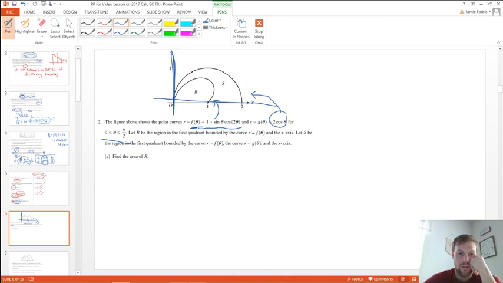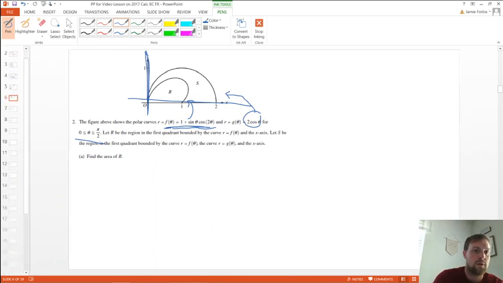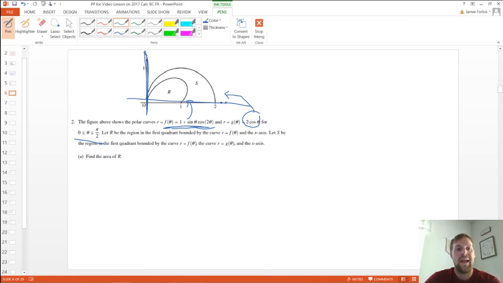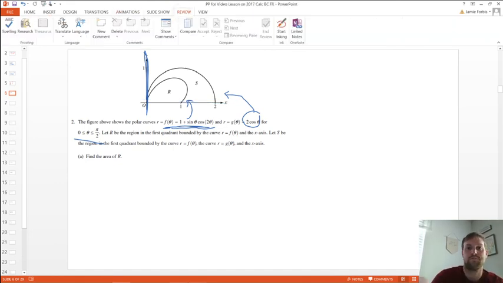Now it says let R be the region in the first quadrant bounded by the curve f of theta, which we see is this function right here, and the x-axis. And S is the region between the two functions in the first quadrant. So we got all this information here at the beginning. A says find the area of R. This is not bad. A is usually not bad with these.